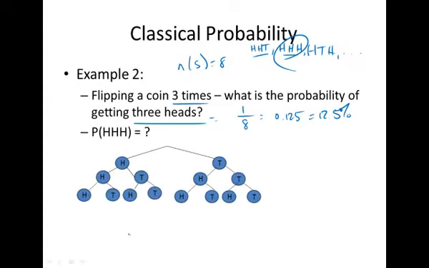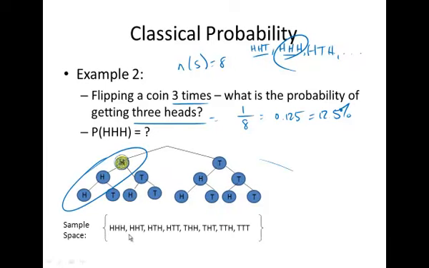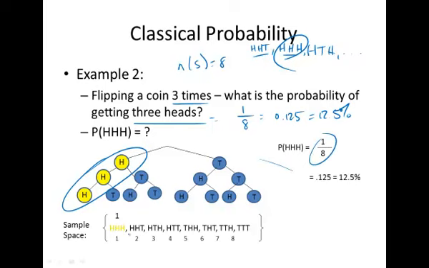So again, if you look at the tree diagram, HHH was only that one, and there were 8 total. So there's HHH, which is one of the total 8 that are listed in the sample space, divided by the number of items in the sample space: 12.5%. And this concludes the video.